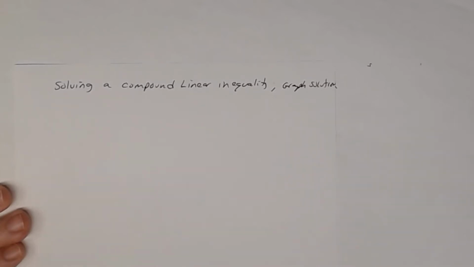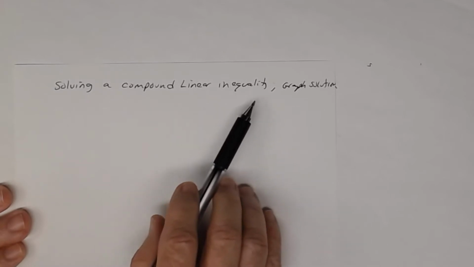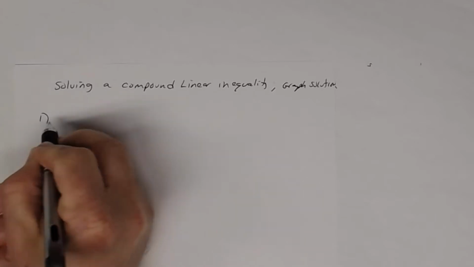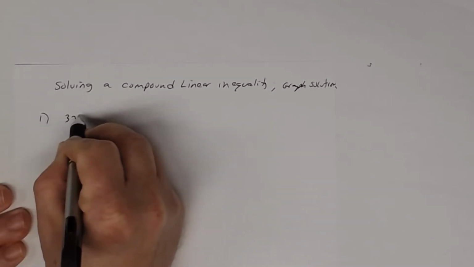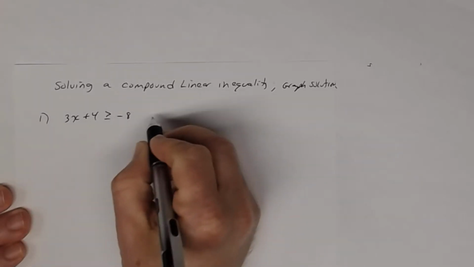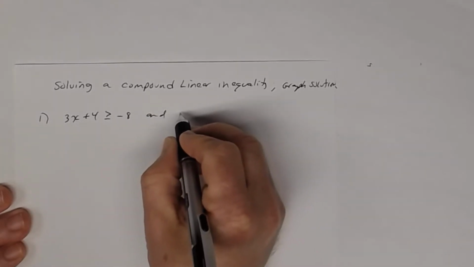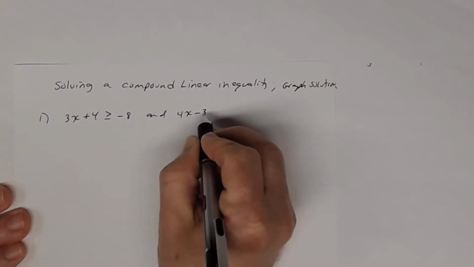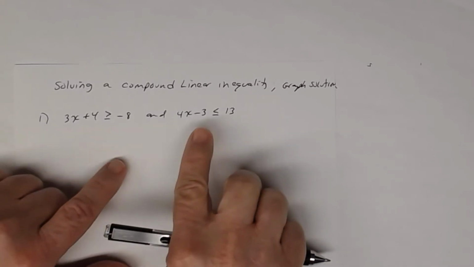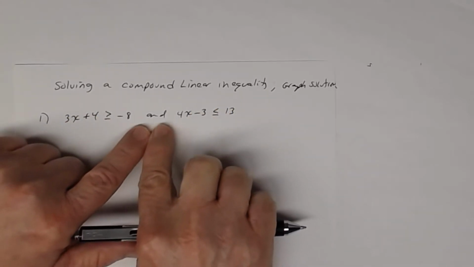In this lesson, you're going to learn how to solve a compound linear inequality, and you're going to graph the solutions. So let's look at number one. We have 3x plus 4 is greater than or equal to negative 8, and that word "and" is important, and 4x minus 3 is less than or equal to 13.